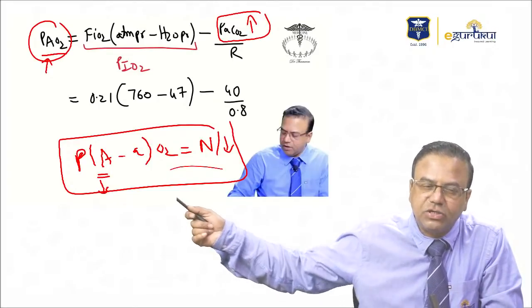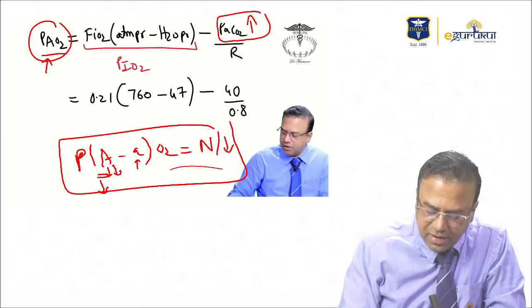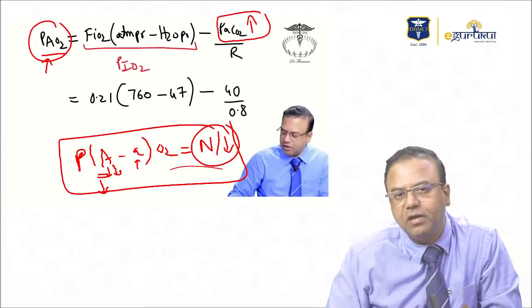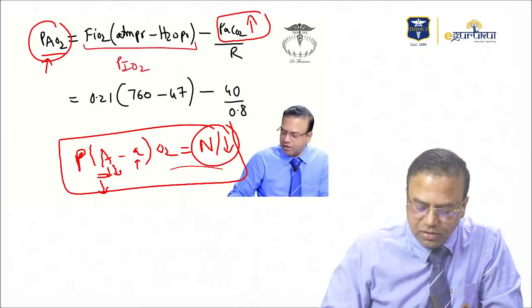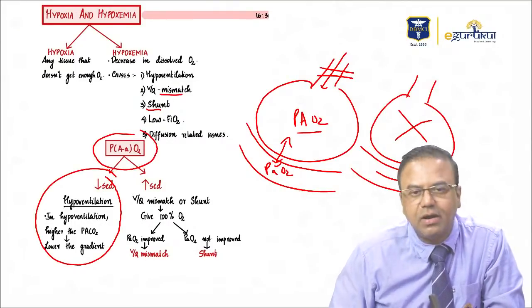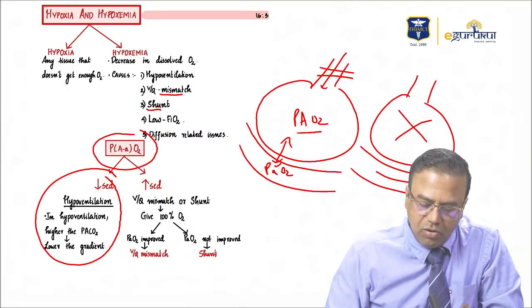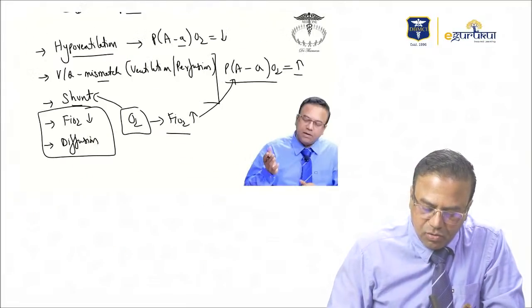If the alveolar oxygen is decreasing, then whatever the arterial oxygen, if this is going on decreasing, naturally the sum of this is going to be decreased, not increased. So you need to understand this idea that in patients with hypoventilation, the alveolar arterial oxygen gradient is going to be decreased or in the normal range. So we all know how to calculate.